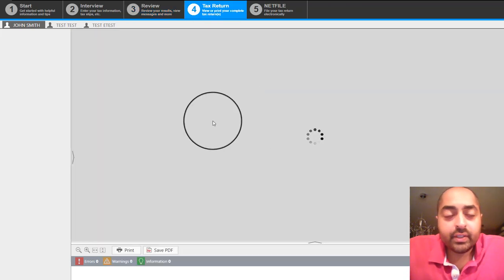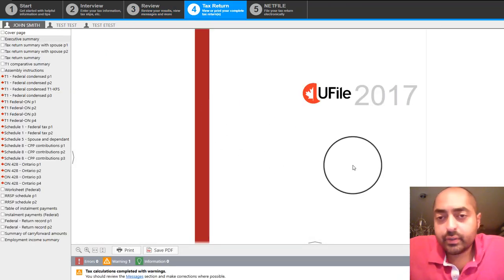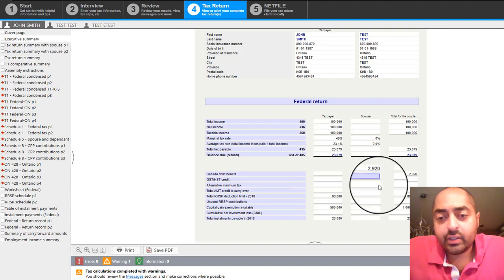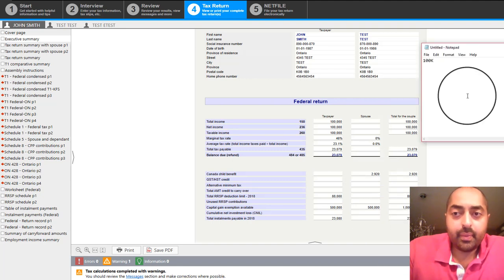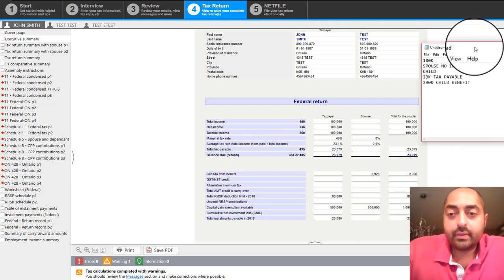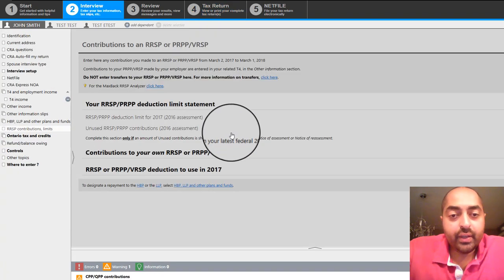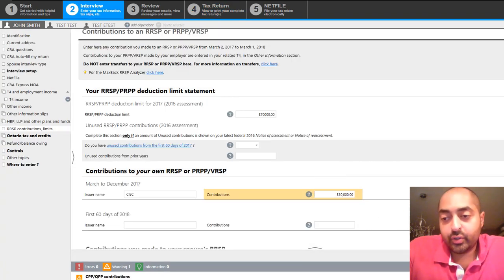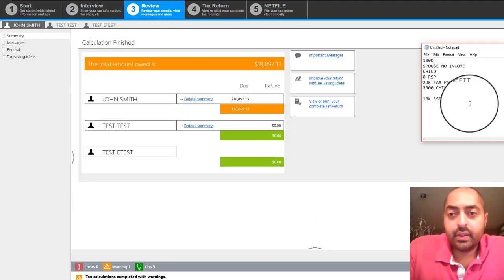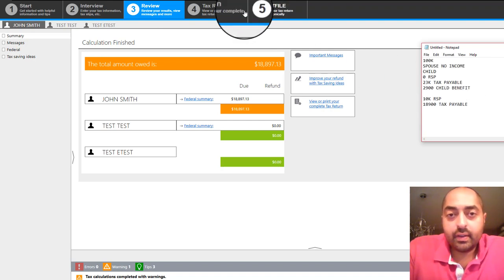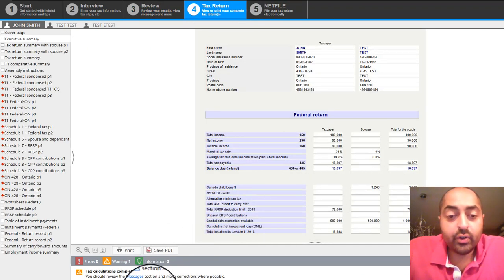Let's look at if he's getting GST or child benefits. So no GST, but he's getting 3,000 in child benefits. So at 100K, spouse with no income, child, he's going to have to pay 23K tax payable, and he's getting 2,900 child benefit, and that's with 0 RSP. If we give him 10,000 RSP contribution, so with 10K RSP, he's at 18,900 tax payable, and let's look at the child benefit. He's at 3,240.